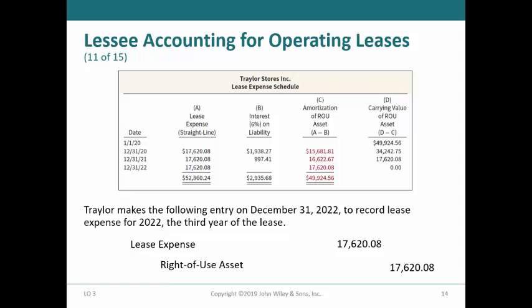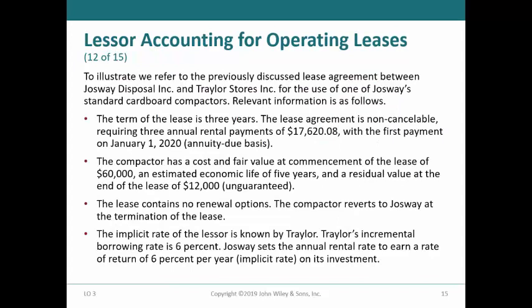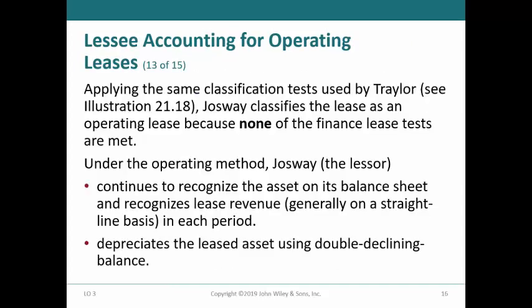At the end of the lease, the cardboard compactor would be returned to Josway per the lease agreement. We will use the same information to illustrate the accounting for the operating lease on the books of Josway that we use for Trailer as shown on this slide. The same classification test would be used and the lease would be classified as an operating lease. Josway would not remove the asset from their books but would continue to report it as an asset and record lease revenue. They would depreciate the compactor according to their depreciation policies, which in this case is double declining balance.